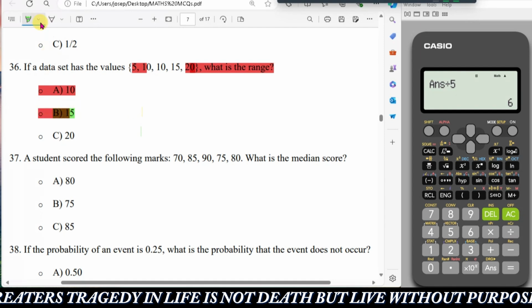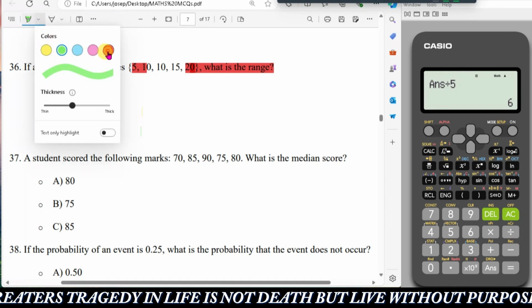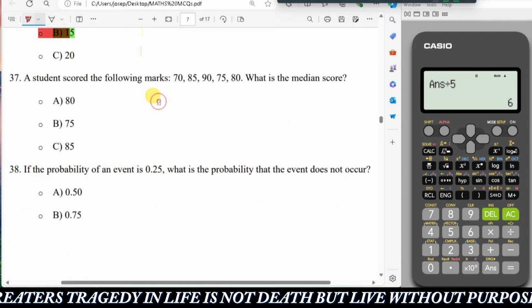Alright, so the correct answer here is 15. Number 37. A student scored the following marks: 70, 85, 90, 75, 80. What is the median score? The median score is the middle number of a data set when arranged in either ascending order or descending order of magnitude. So here you have to arrange them.